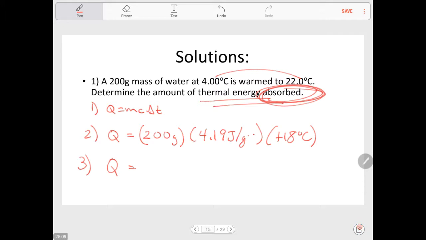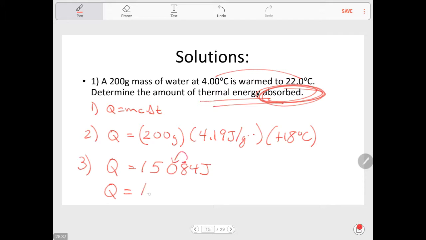200 times 4.19. Whoa, I think I'm getting my calculator messed up. 200 times 4.19 times 18. I got 15,084 joules. It's positive because you're going up. We'll put that into significant digits, which is 3 again. So that 8 will round up there.